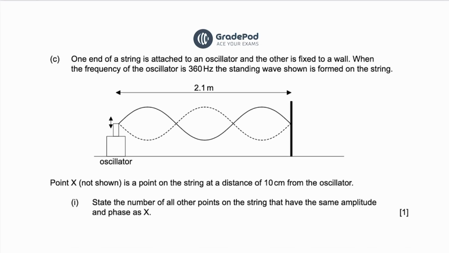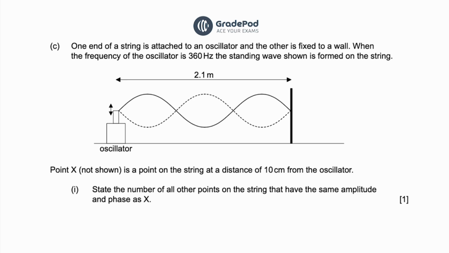But if we head to question 1 part C, you can see that we have a recognisable standing waveform here and we're going to answer the question on that now. C. One end of a string is attached to an oscillator and the other is fixed to a wall. When the frequency of the oscillator is 360 Hz, the standing wave shown is formed on the string. Point X, not shown, is a point on the string at distance 10 centimetres from the oscillator.